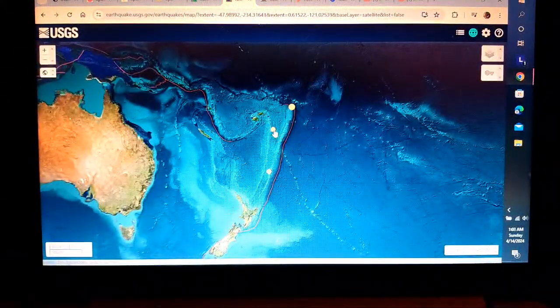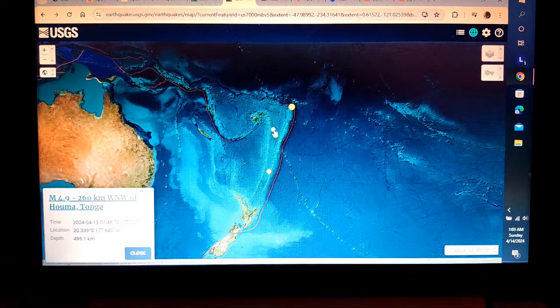All right, deep quake region right here. Our 4.9 down at 499. That might as well be a 5, okay? So a little increase in our deep magnitude. We're used to seeing 4.5. Now we have a 5 down at depth.